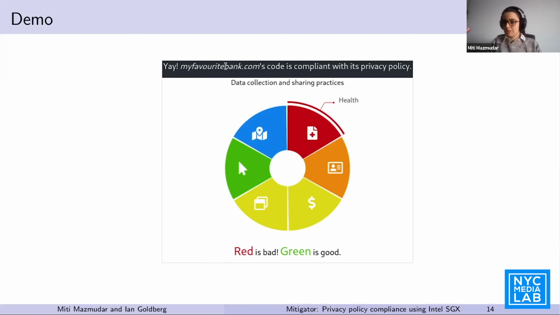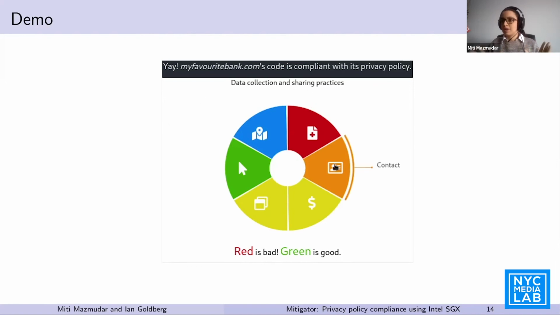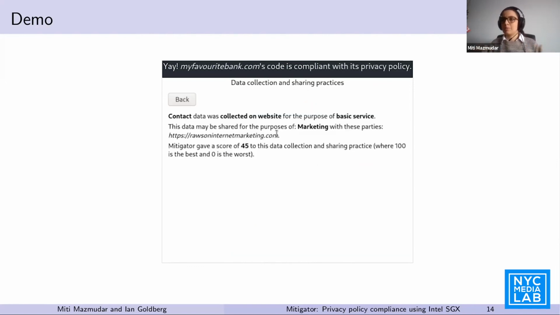Just to give a demo of our system here, for myfavoritebank.com we have 6 different information types that are being collected, as you can see. Let's focus on the red one, health, because that's a little scary. Here we can see that it was actually collected from a third party, and it was to provide some additional service that the financial site or that bank provides. And even though the data is not being shared, Mitigator still gave it a low score because it's kind of unexpected to use health data for a financial site.